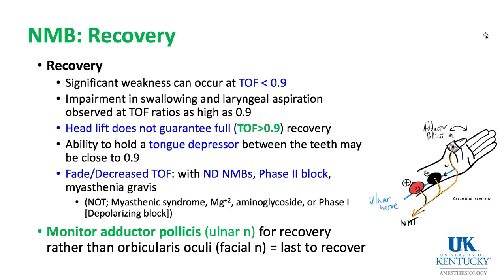Monitoring recovery should be done at the ulnar nerve and twitch of the adductor pollicis, shown at the bottom right. Why? Because the adductor pollicis, ulnar nerve, is the last to recover, as opposed to the facial nerve, which tends to recover quicker. So if you want to know if everything's recovered, all the muscles in the body, especially the diaphragm, go to the ulnar nerve, monitor the adductor pollicis rather than the facial nerve.